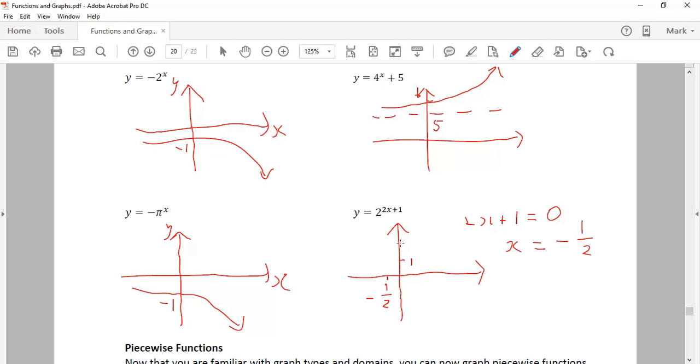Now we can figure out the y-intercept. So that'll be when x equals 0, we get 2 to the power of 1, which is just 2. So now our graph's going to go like that, but it should cut through the 2. And as you can see, the domain is still all x, and the range is still y is greater than 0.